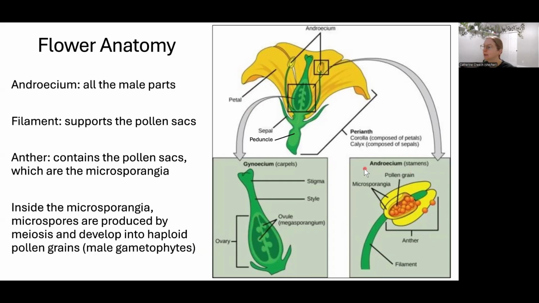The male parts of the flower are called the androecium. These are going to be all the parts in this gray box here. The male parts contain the anthers, which are the sacs that produce pollen. So here are the little pollen sacs. The pollen sacs are the microsporangia. The filament is what holds up the anthers. And inside the microsporangia are the microspores. The microspores are produced via meiosis, and they will develop into haploid pollen grains.